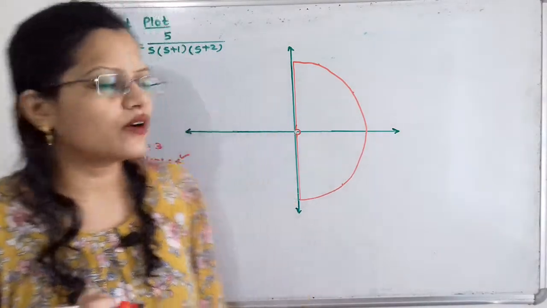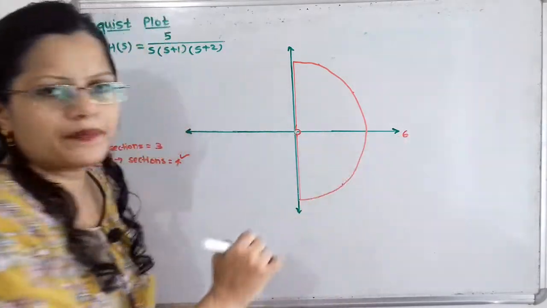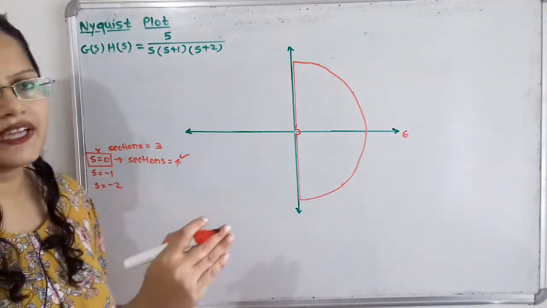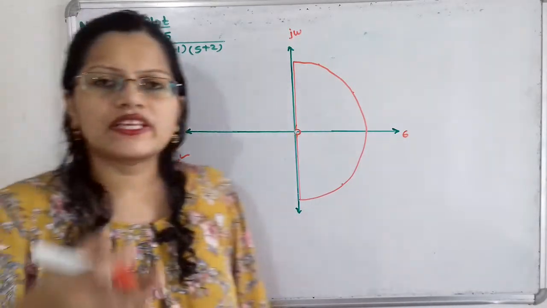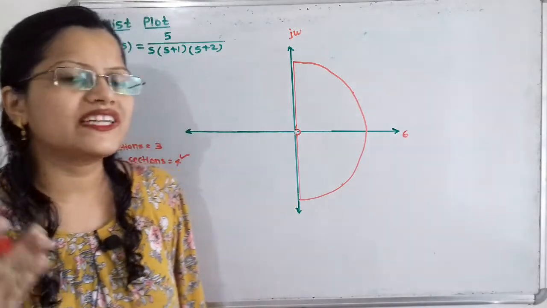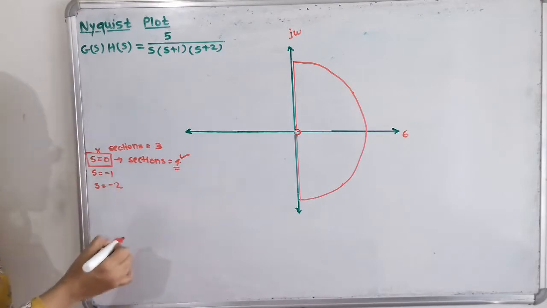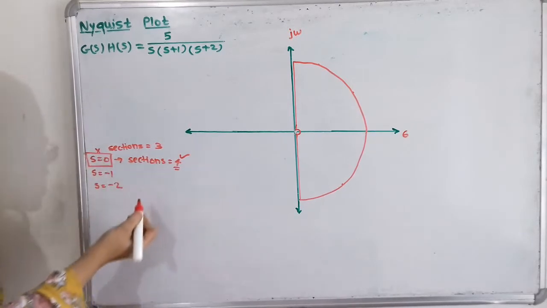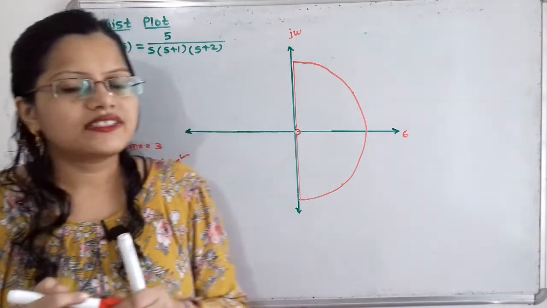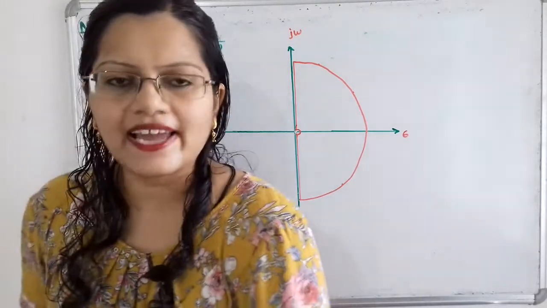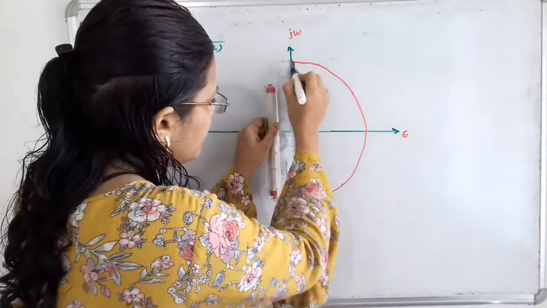For that we have to first draw one horizontal line, that is the real axis, symbol is sigma. One vertical line, that is the imaginary axis, and here the symbol is j omega. Now for the Nyquist plot we have to show the different sections. For this given system we have to show 4 sections because the pole is at the origin. Now we will understand one section at a time. So I will first highlight the first section, that is C1, with the help of the green marker.